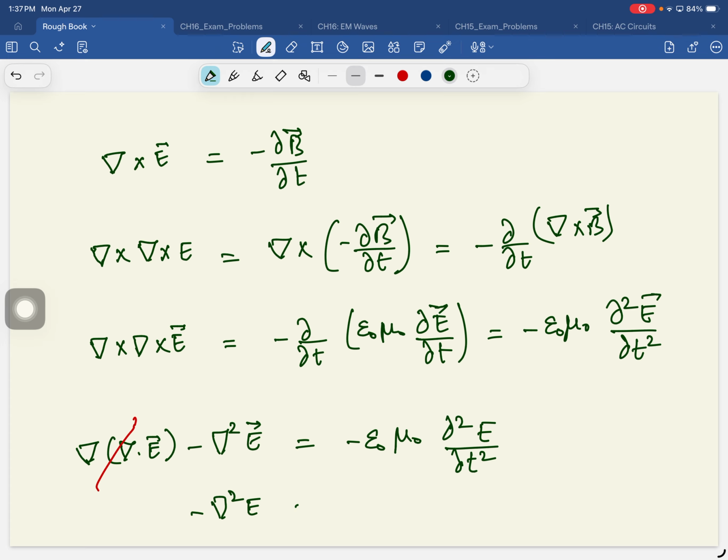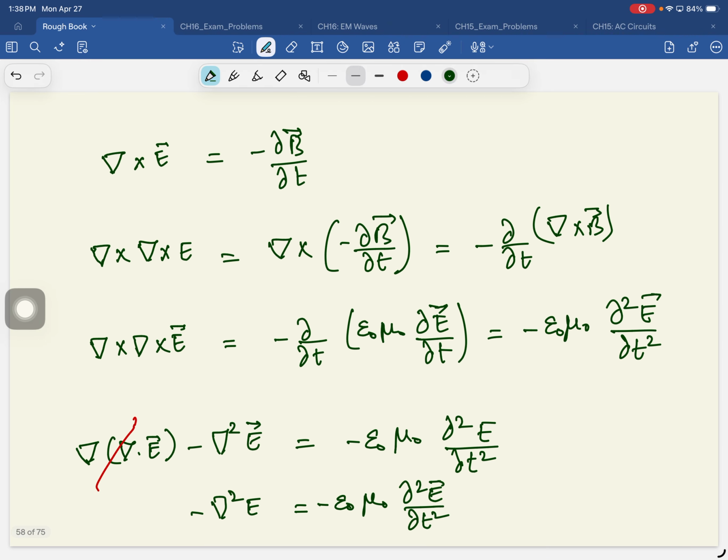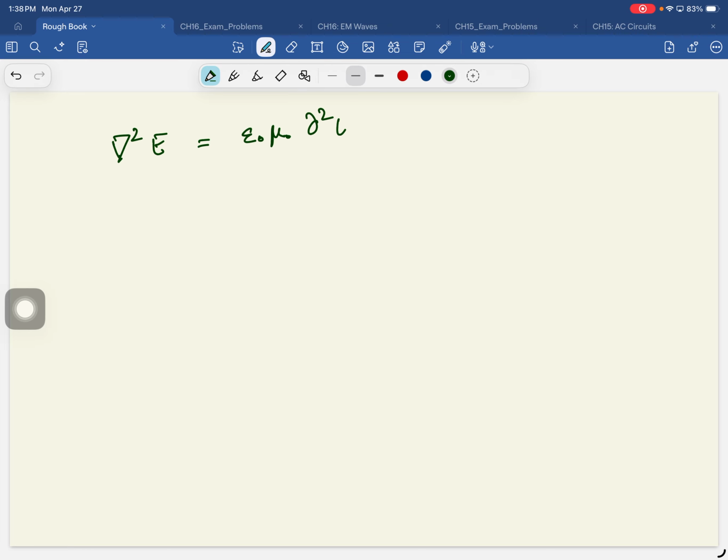Okay, so you'll get exactly the same wave equation for magnetic fields. All right, now we're looking for solutions to these equations. Now, again, let me write this equation out. Del square E by del x square plus del square E by del y square plus del square E by del z square.